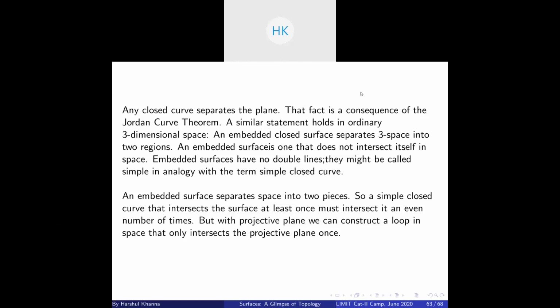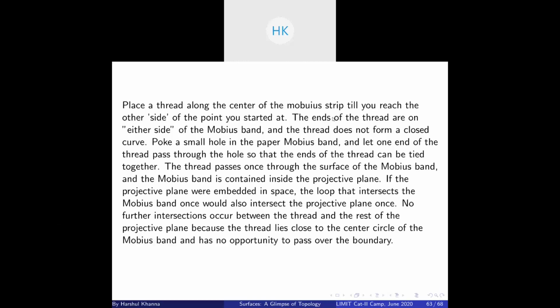Okay, good. But with projective plane, we can construct a loop in space that only intersects the projective plane once. That would prove that a projective plane has to self intersect. Okay, so let's prove this. You remember the paper diagram you drew of Mobius strip? Yes. So what you do is you mark the center of the Mobius strip along its length. Start at one point, start placing a thread and following the surface.